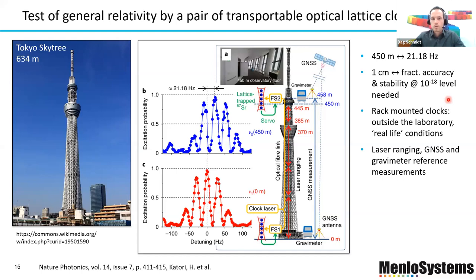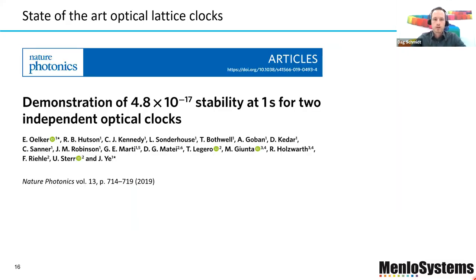And also this experiment was, of course, to show that optical lattice clocks have now matured enough to be used in real life and outside the laboratory. So not only in Tokyo do people have optical lattice clocks, also on the other side of the world. For example, the group of Jun Ye has state-of-the-art optical lattice clocks. And what I wanted to show you is this nice Nature paper from 2019, where they demonstrated a stability of 4.8 times 10 to the minus 17 after only 1 second of averaging time, which is also very impressive.